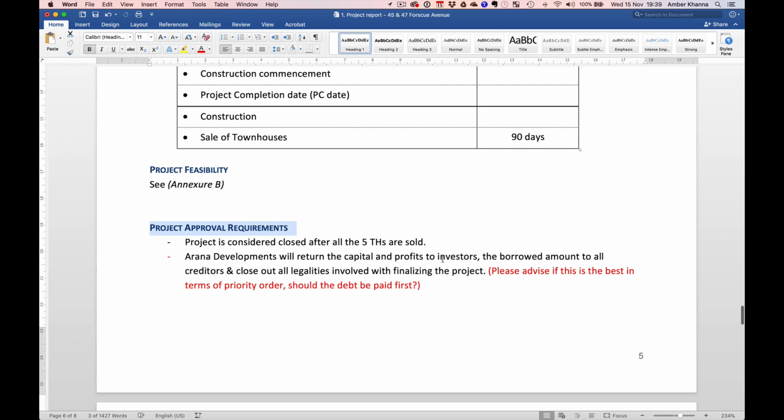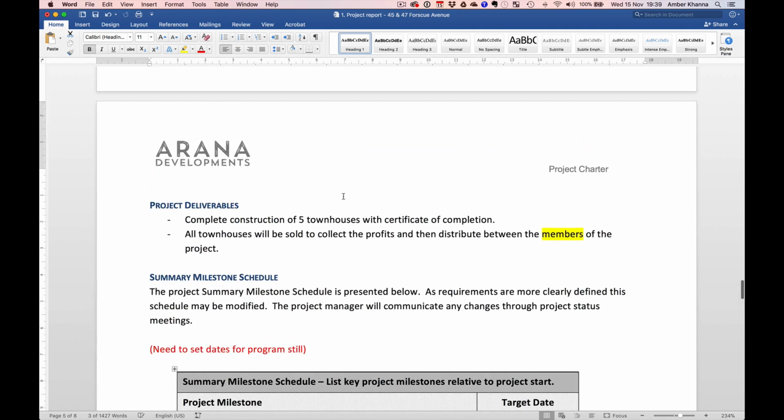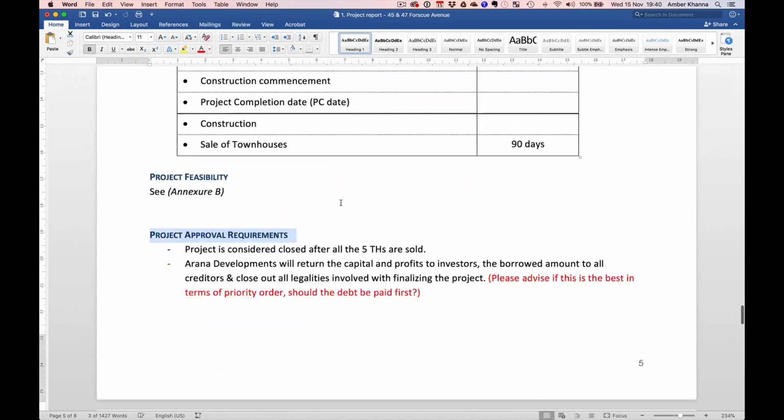Okay, around developments will return the capital and profit to investors, the borrowed amount to all creditors, and close all legalities. The project approval requirements are the requirements where you've got to come up with the money in order to be able to get an approval from all stakeholders. So all the stakeholders, if they say yes, we're going ahead with this, that's when you get a project approval.